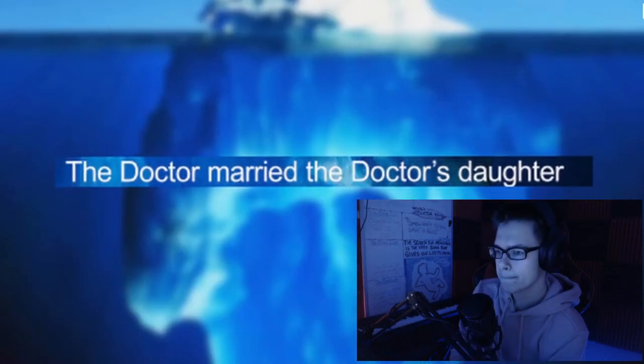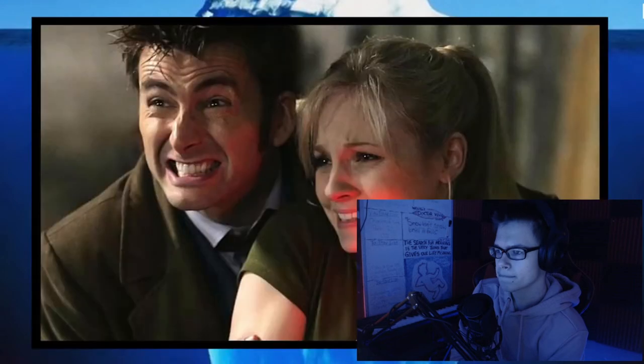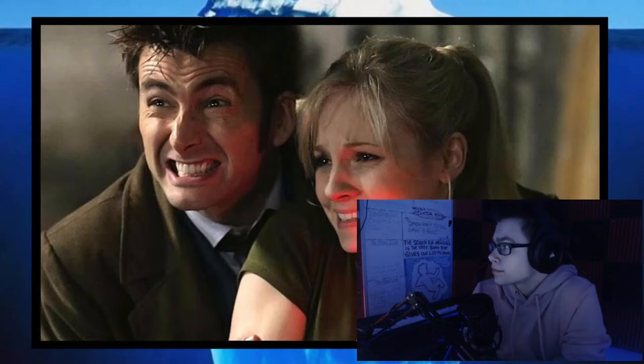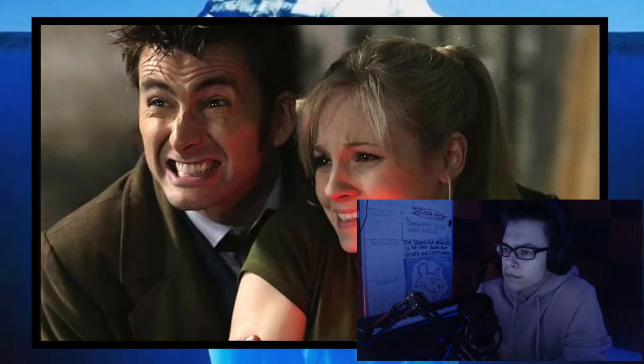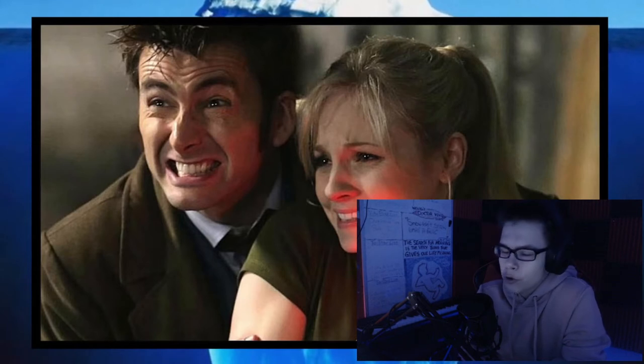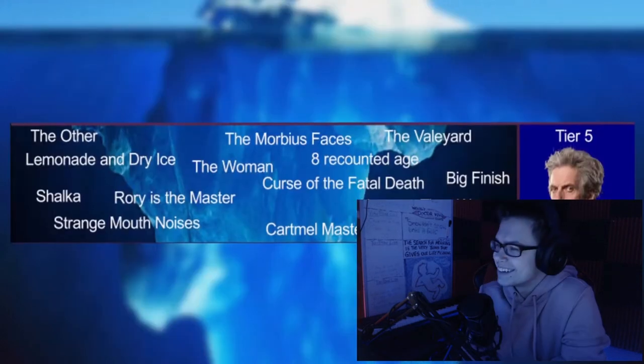The Doctor married the Doctor's daughter. This is in reference to David Tennant, who married Georgia Moffett. Georgia is actually the daughter of Peter Davison, so the 10th Doctor married the 5th Doctor's daughter. Even stranger, Georgia played the character Jenny on Doctor Who during the 10th Doctor's run. She played the Doctor's daughter. So the Doctor married the Doctor's daughter in more ways than one. Very strange.